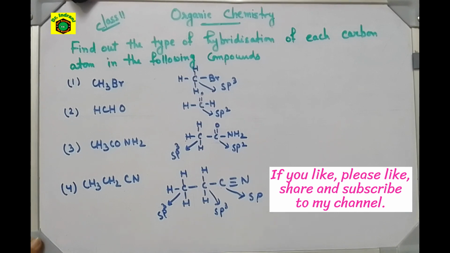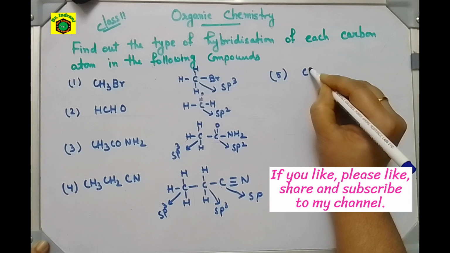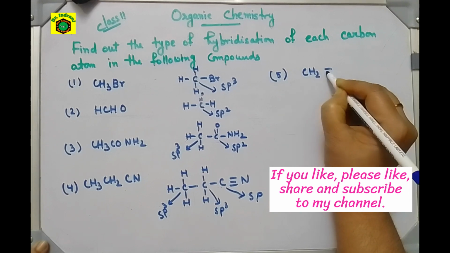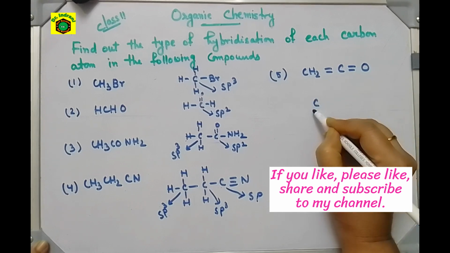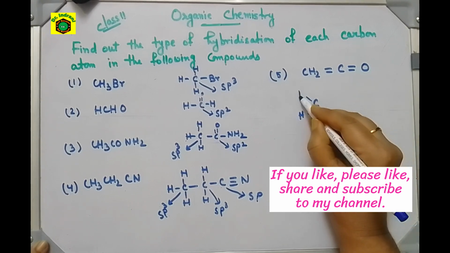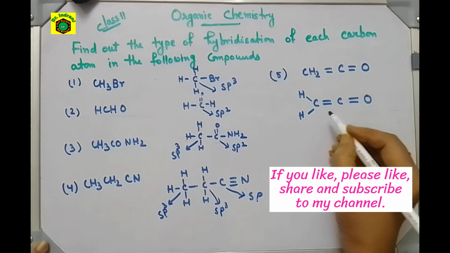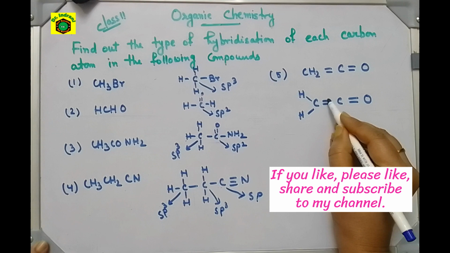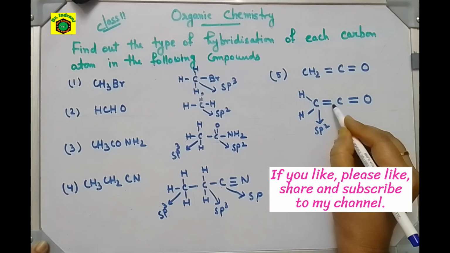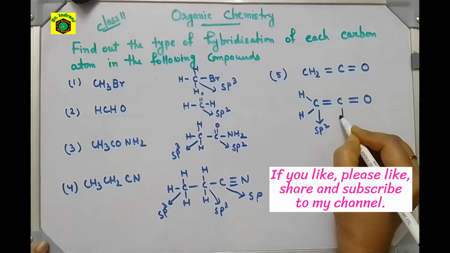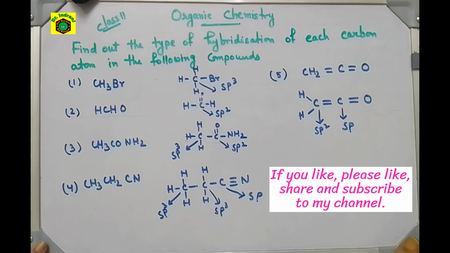Done. Last another molecule I am giving. CH2 double bond C double bond O. So you have to write like that way. So here 3 sigma bonds, 1 pi bond. This is sp2 hybridized. And here 2 sigma bonds, 2 pi bonds. That means this carbon is sp hybridized. Done.